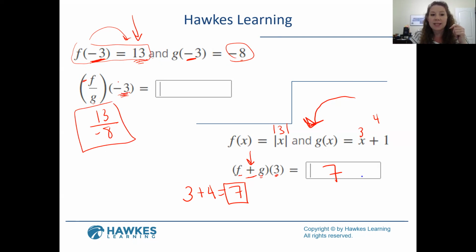So that -3 is here just to show you -3 has already been implanted into two different functions, and they got an answer. Then we take those answers and divide 13 by -8, which can't be simplified. So that would be the answer you put into Hawks.